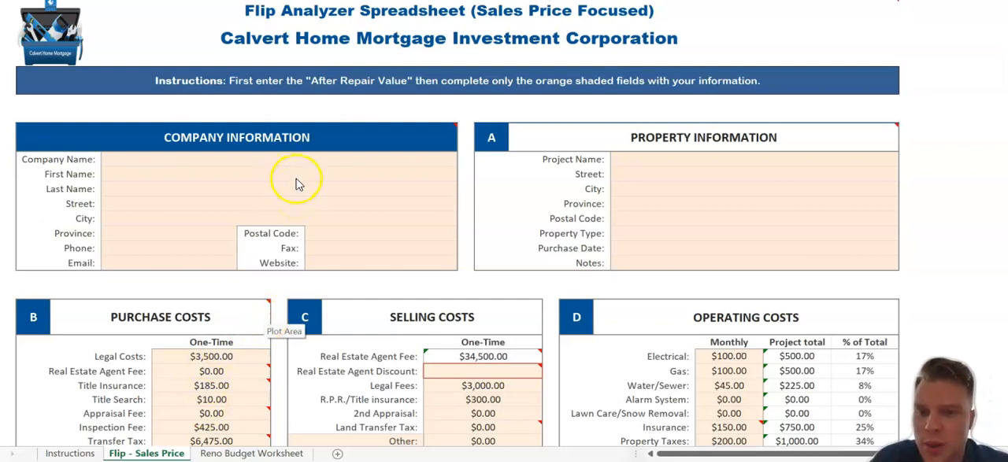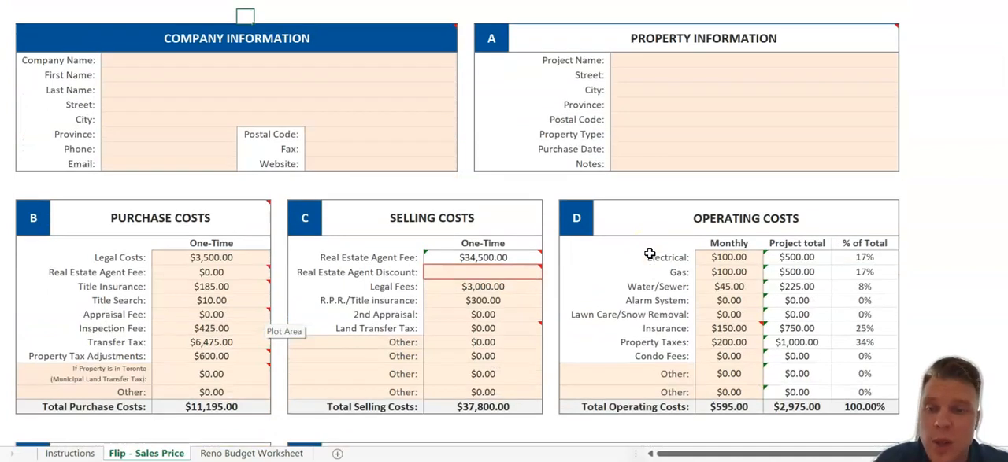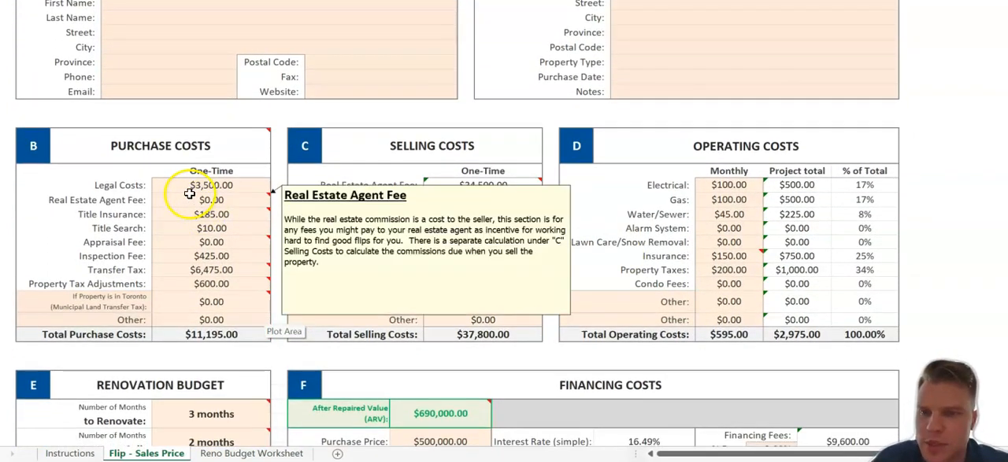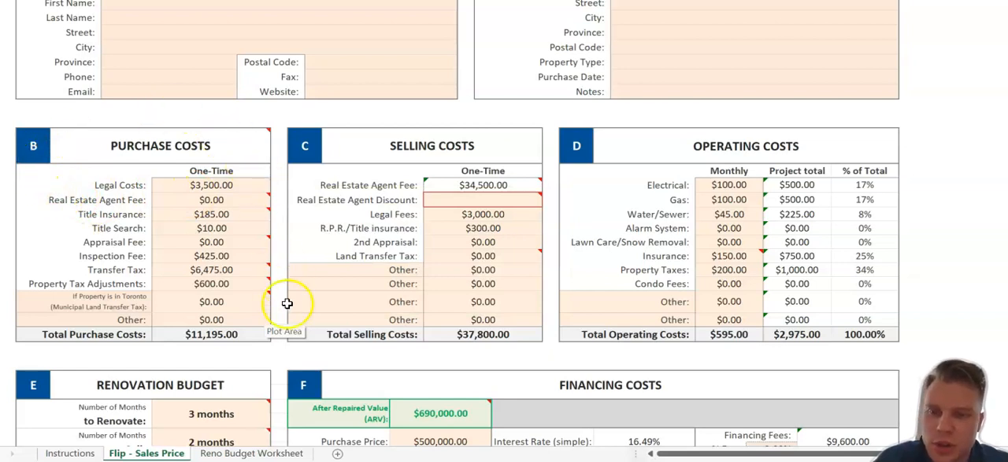When you open this up, the first thing that you're going to see is some cells to populate your company information if you're going to be borrowing in a corporation. And then we have all the details related to the subject property that you're looking to either flip or BRRRR. Moving along, we have all the costs associated with purchasing a property, selling the subject property, and then your operating costs for holding the property for the duration of the loan.